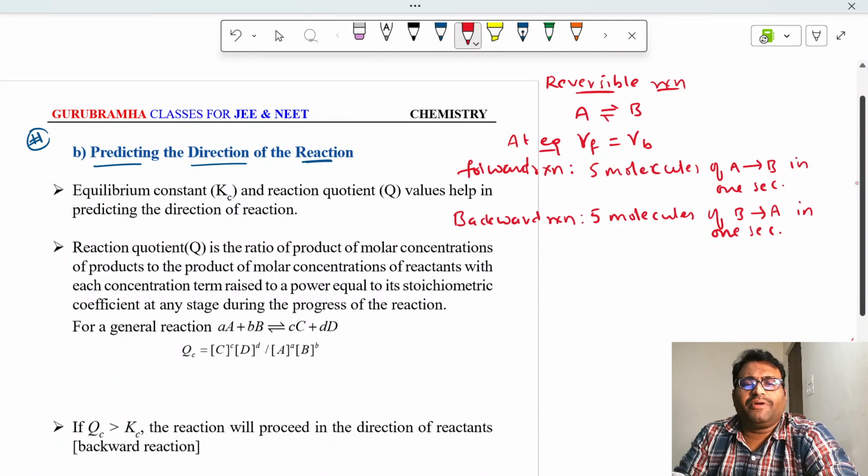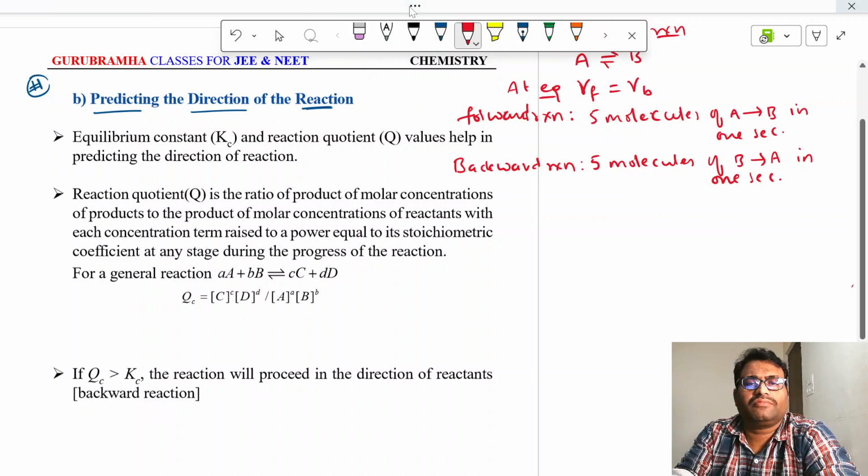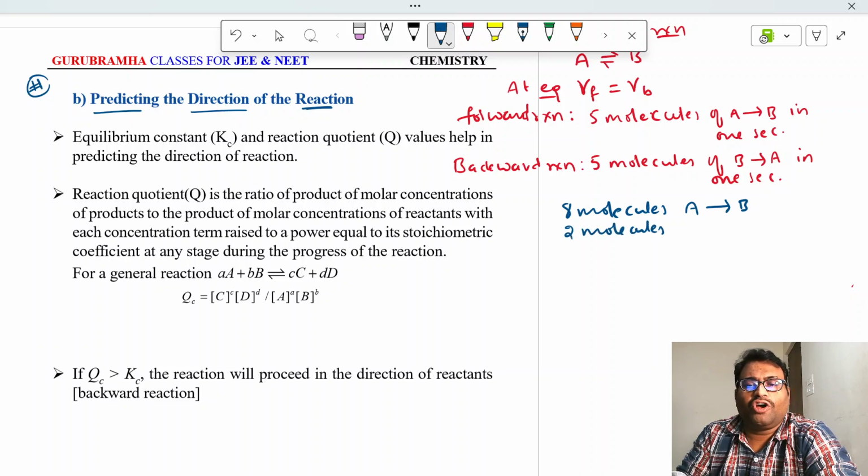For example, there is some net change in the number of molecules at equilibrium. Let me take 8 molecules of A converting into B, and 2 molecules of B converting into A in 1 second.